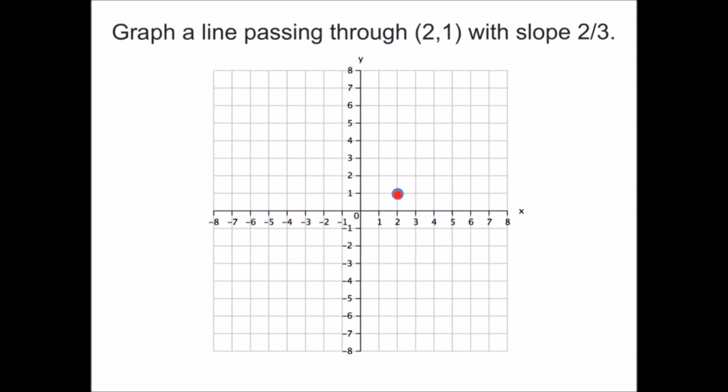So from this point, I should be able to go up 1, 2, and right 1, 2, 3, and that will be my second point. Right about there. That's how you graph using a point and slope. I'll just finish it off with the line here. There's my point at the bottom, and using the slope, I found that second point. So here is our line.